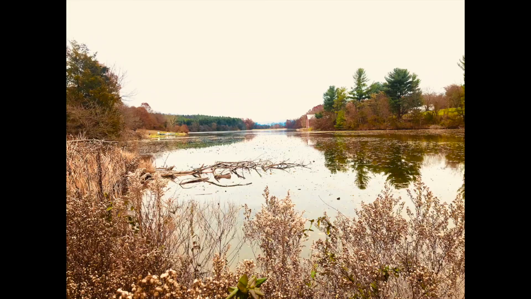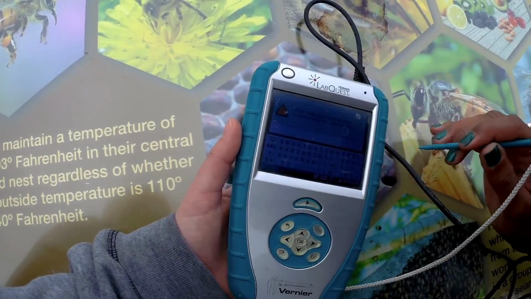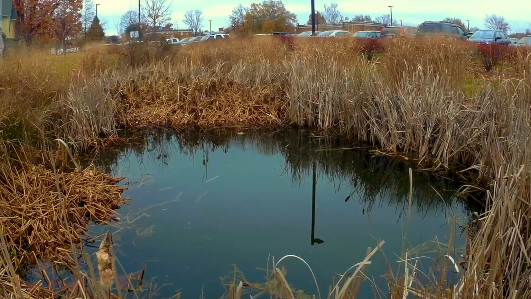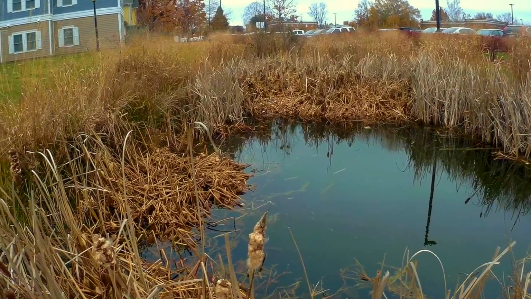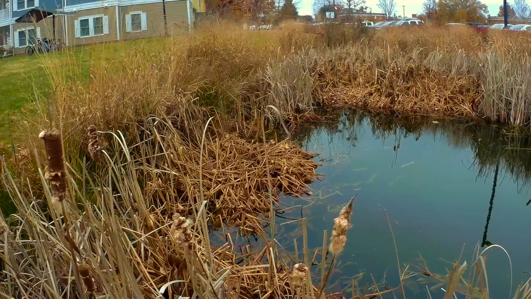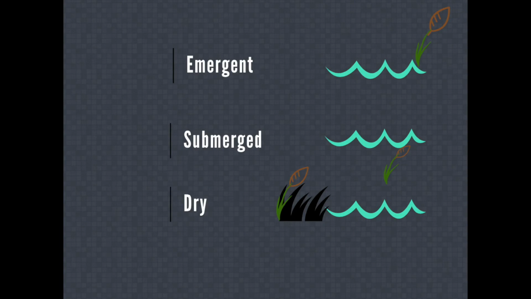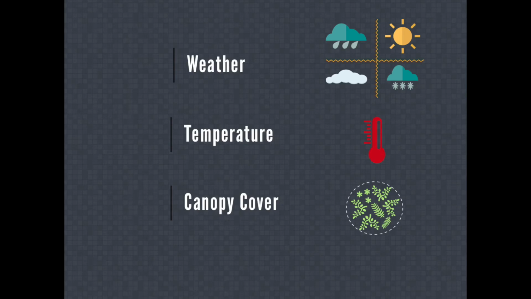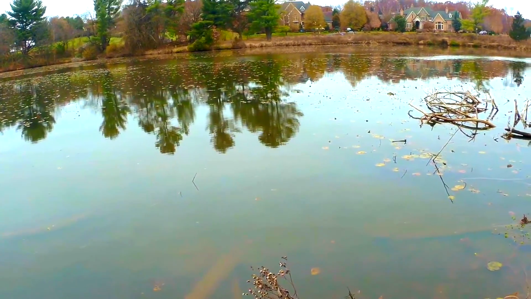For our experiment, we traveled to 4 different locations that displayed evidence of cattail populations. We first measured the pH, DO, and temperature of a water sample at each location. Then we measured the height and width of the shoot of up to 20 cattails, or as many were available, using a meter stick and recorded our results. We also recorded the color of the cattails and whether each cattail was emergent, submerged, or dry. We then recorded weather, temperature, and canopy cover. In addition to our quantitative data, we also recorded observations of the surrounding habitat.